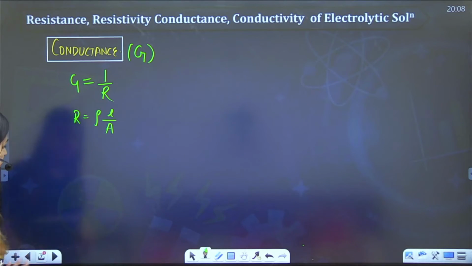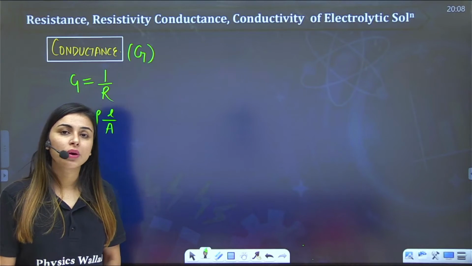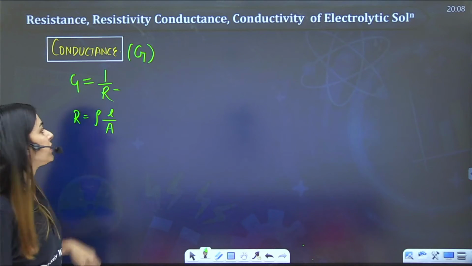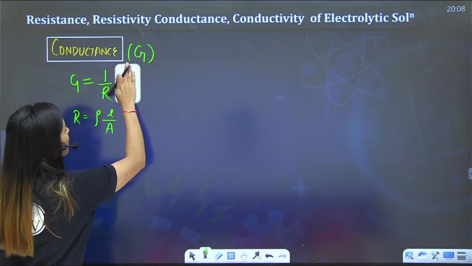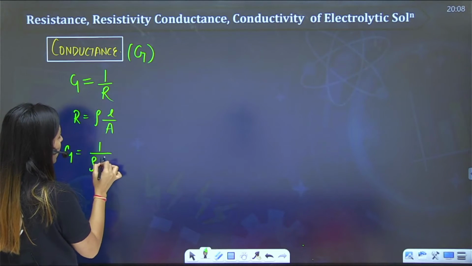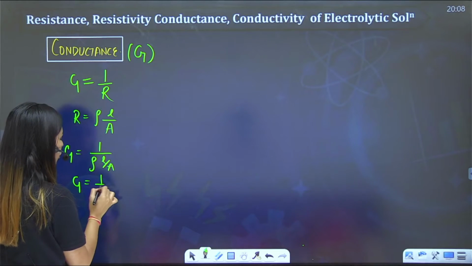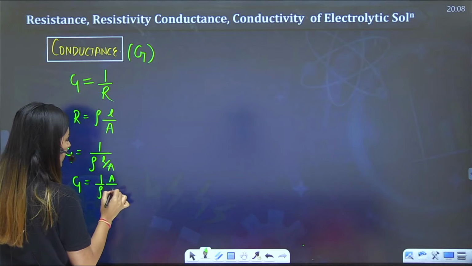Have we written the units here? Yes, we've written the units. Okay, so we know that R is equal to rho L upon A. Let's incorporate this into this. What will happen? You can say G will be equal to 1 upon rho L divided by A. So G will be equal to 1 upon rho A by L, right?